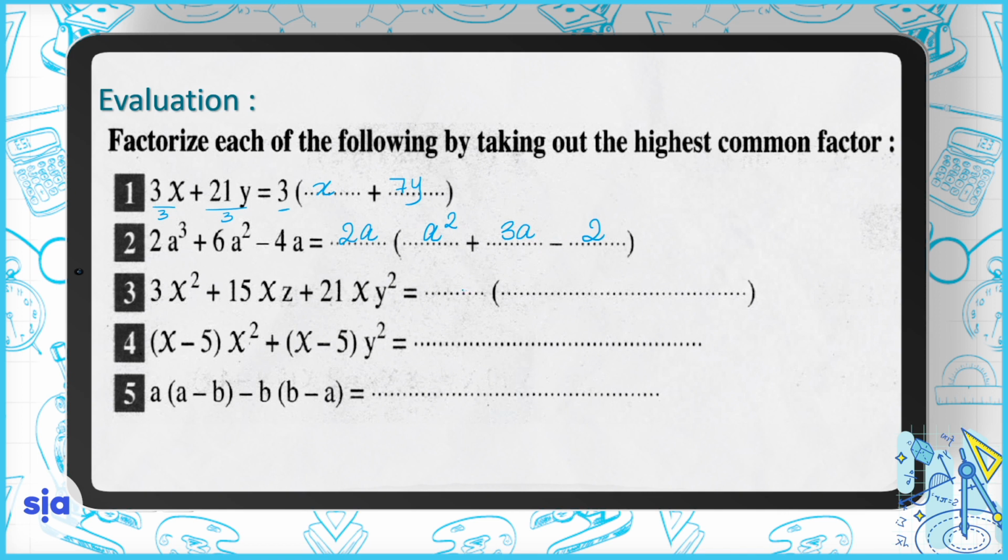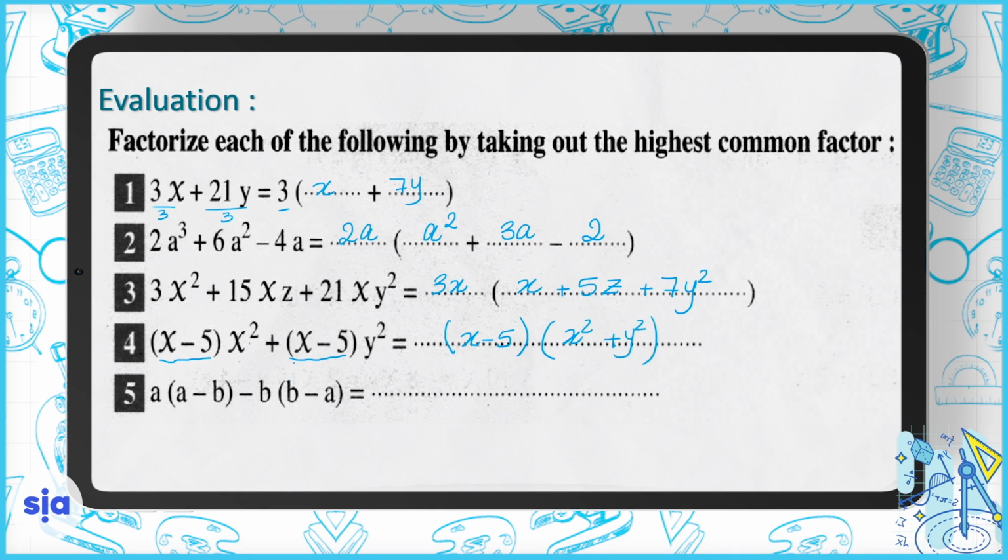Question 3. 3x squared plus 15xz plus 21xy squared. What is the common factor here? The common factor is 3x. And then if we divide every term by 3x, the result will be x plus 5z plus 7y squared. Here in question 4, you can see that yes, you are right. x minus 5 is common, so it will be the highest common factor, and then we collect the singles, so it will be x squared plus y squared.